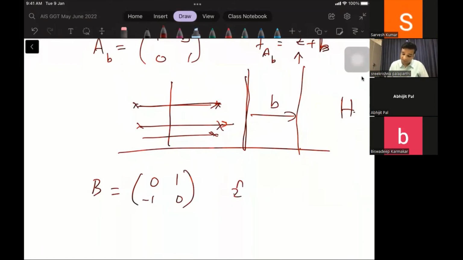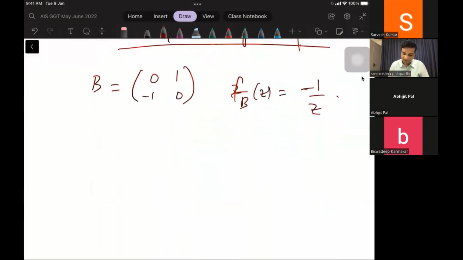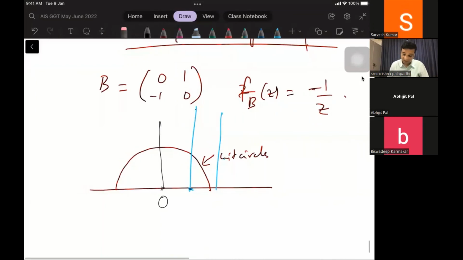Okay, that is F_AB. And then there is the matrix 0, 1, minus 1, 0. This is the map. So the F_B of Z is going to be minus 1 by Z. Okay. So this once again you can see it preserves the unit circle and vertical lines like that. Okay, this point. So here is 0. So infinity travels to 0, and vertical lines like that.